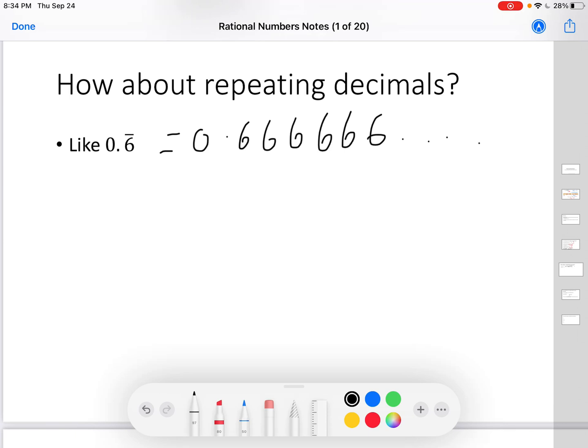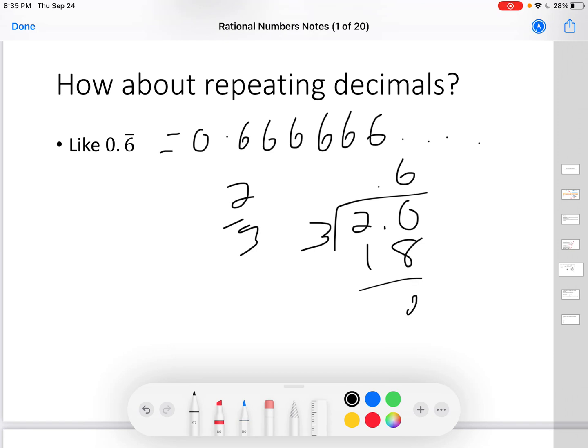Well, let's take 2/3 and turn that into a decimal. So I'll do 2 divided by 3. Put a 0. 3 goes into 26 times. That's 18. That's 2. Look, I get another 0. There's 0.6 repeating. So can 0.6 repeating be turned into a over b? Yes, it can, because it equals 2/3.